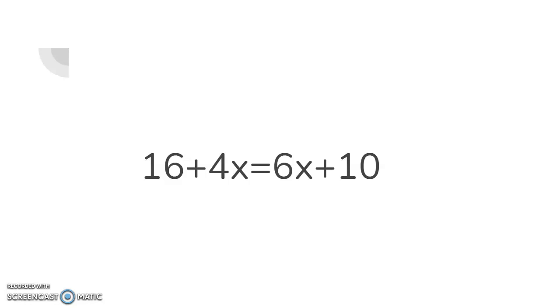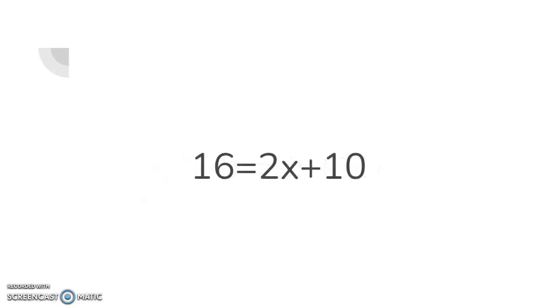So we're going to do positive 4 minus 4x, and then 6 minus 4x, and that should give us 16 equals 2x plus 10, because when you add or subtract the opposite, it's going to cancel out. So it should be on the next slide. Yes, so 16 equals 2x plus 10. And now the x's are simplified, and now there's just 2x. Perfect. But now we have the constants to simplify.